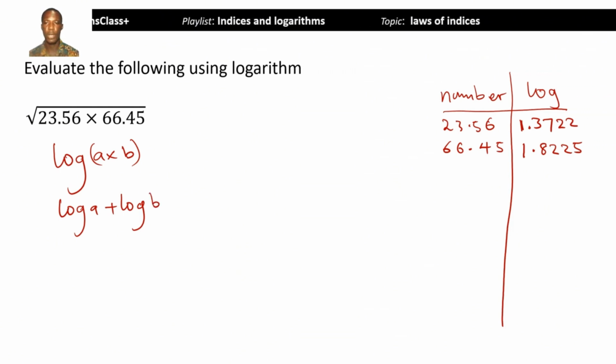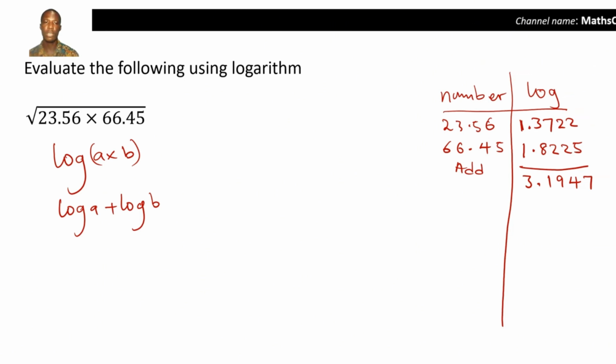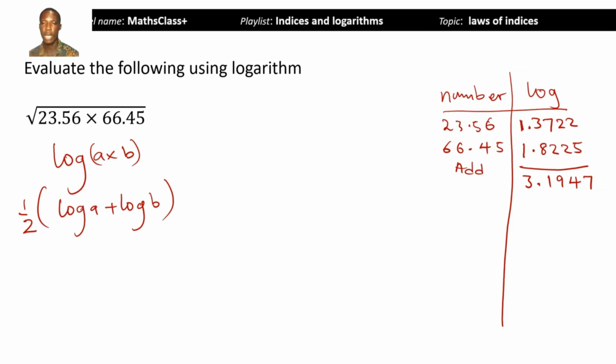So what we are going to do is add the two values that we have obtained. So we add, and when we do, we'll get 3.1947. Okay, now let's also remember that whatever we have here is under the square root sign. What it also means is that it is to the power, so everything here was to the power half, so the half will drop to multiply them, so the result that we get will be halved, and that means that we are going to divide by 2.